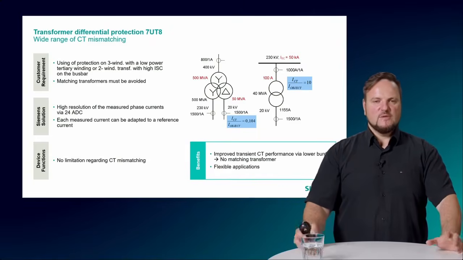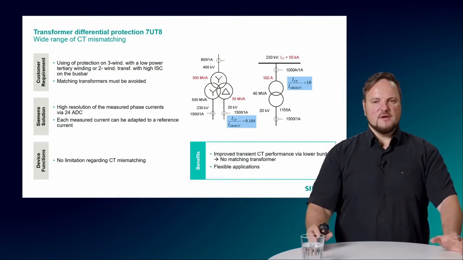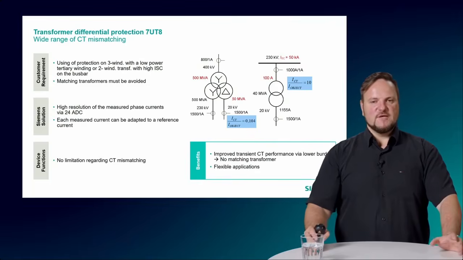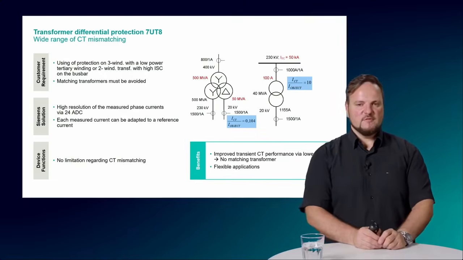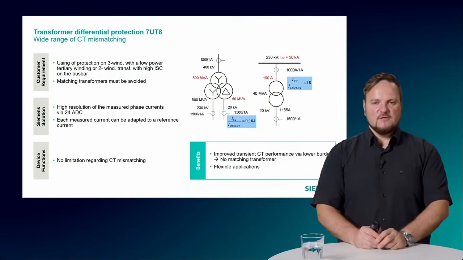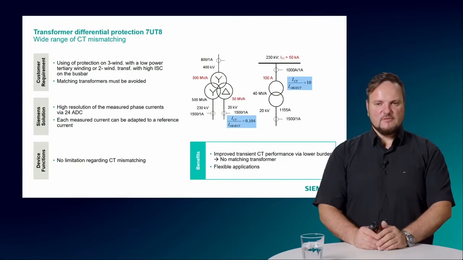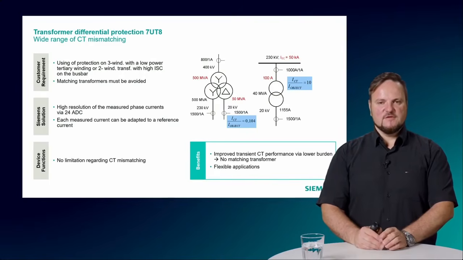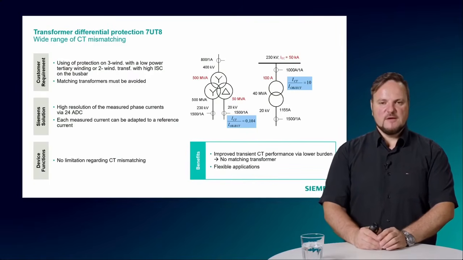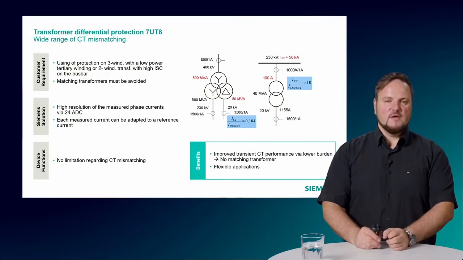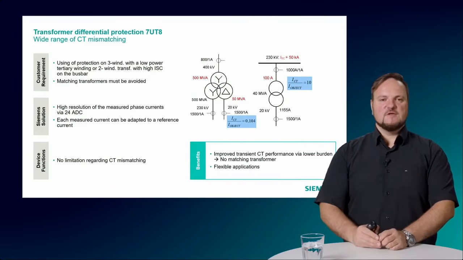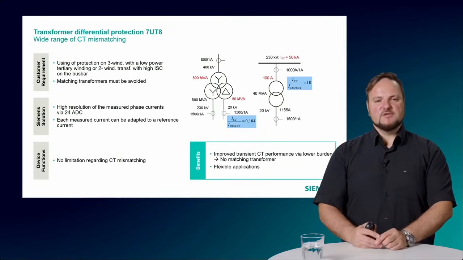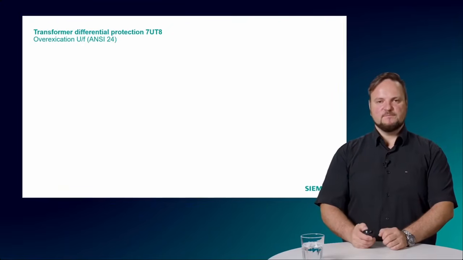So therefore, it is no longer necessary to have matching transformers here, because these matching transformers also sometimes bring problems during commissioning, for example problems with CT saturation, problems with higher burden, and so on. So that means we are much more flexible than CPROTEC 4 with the implementation in CPROTEC 5. And for you, the message is that we have no limitation regarding the CT mismatch anymore.